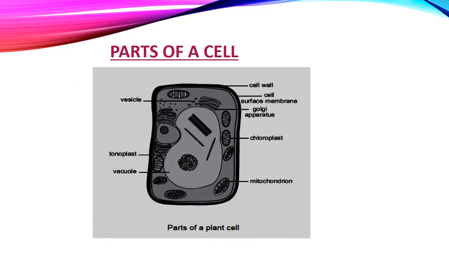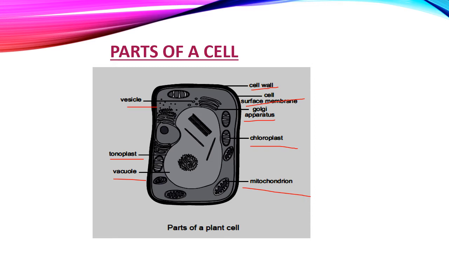And moving on, here are the parts of a plant cell. The only additional features here are the cell wall, the chloroplast, and the vacuole, which is surrounded by a membrane called the tonoplast. The other common parts are the cell surface membrane, Golgi apparatus, mitochondrion, and vesicle, which are also present in the animal cell.